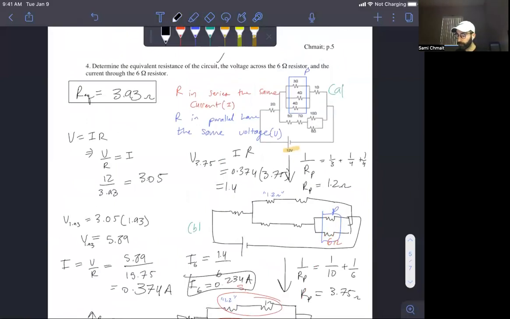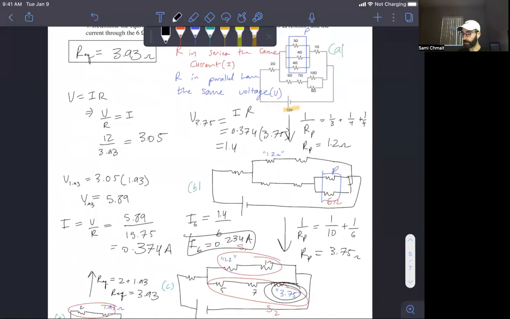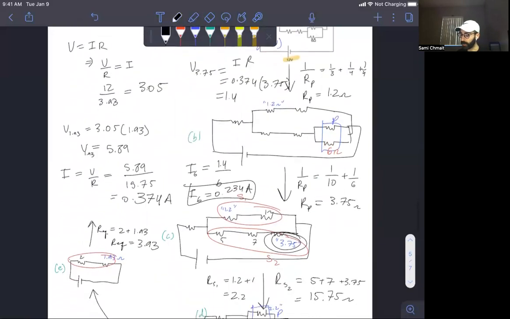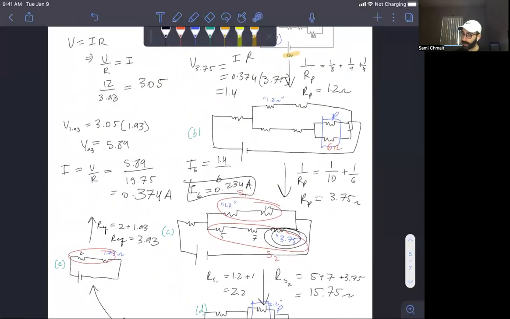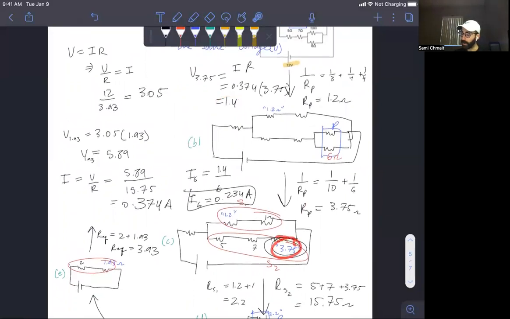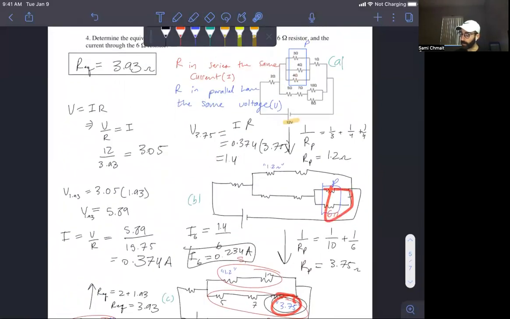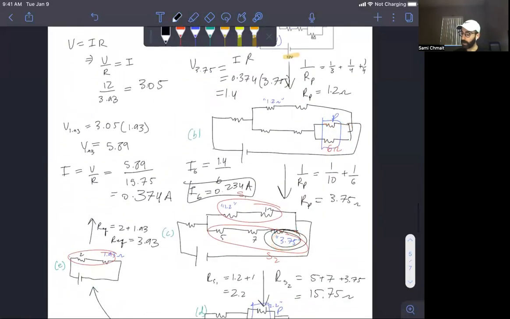Okay. And then the voltage there, this is kind of a double whammy, right? It's kind of a trick question. The voltage there we just solved for, right? This is 1.4 because that makes up this one, and then the resistors in parallel have the same voltage. So we'll say 1.4 volts.